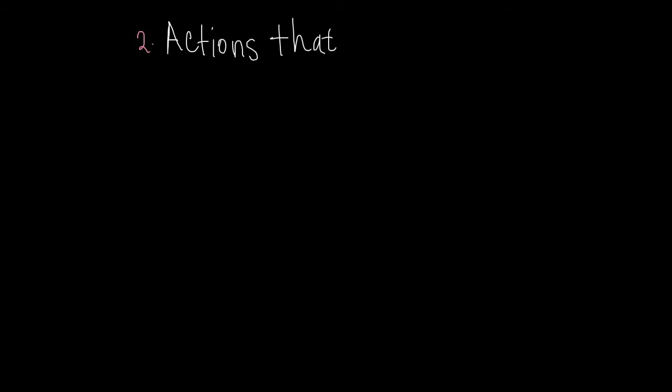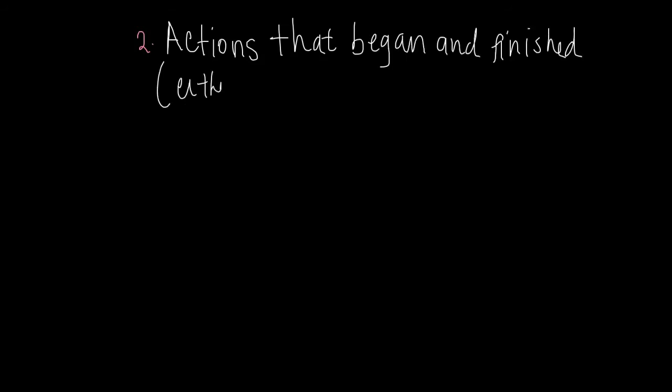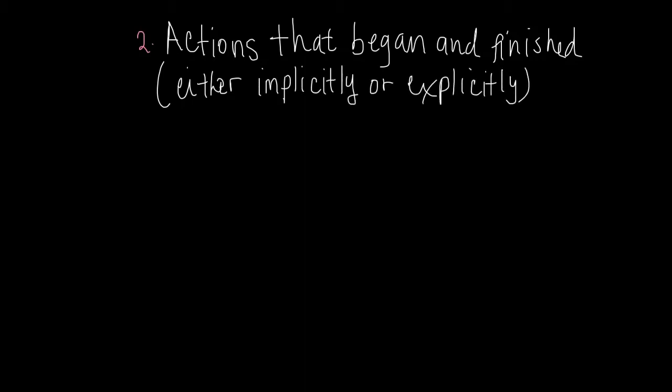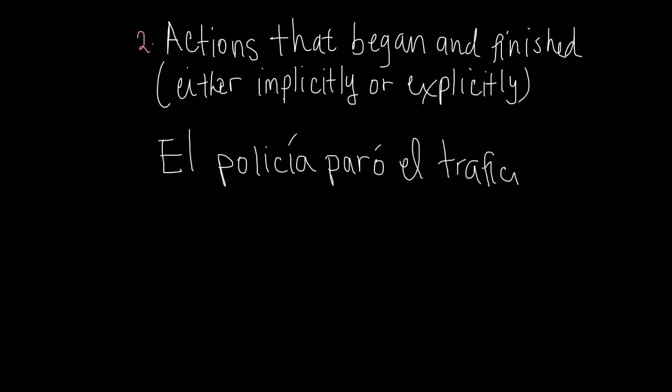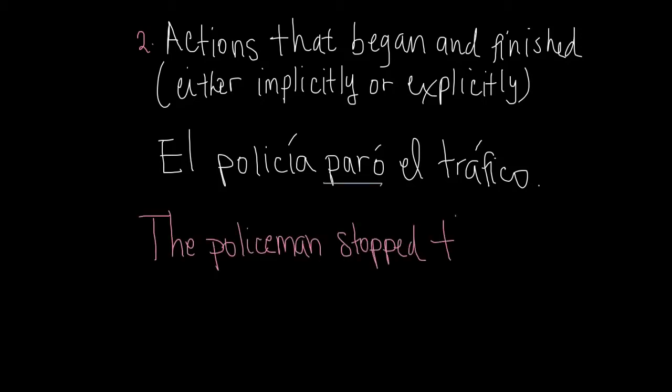The second use is actions that began and finished either implicitly or explicitly. So, for example, el policía paró el tráfico. Paró indicates that the action finished, but is implicit. All I'm saying, the policeman stopped the traffic.